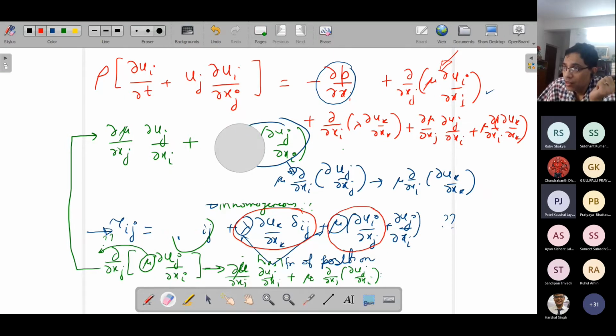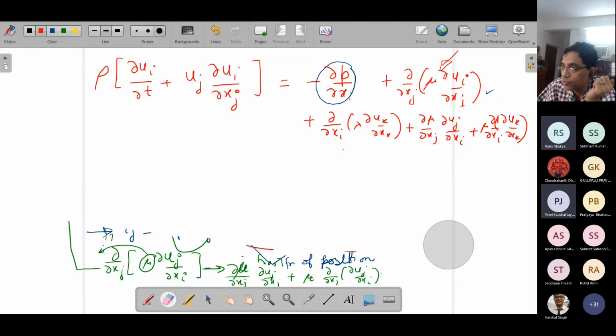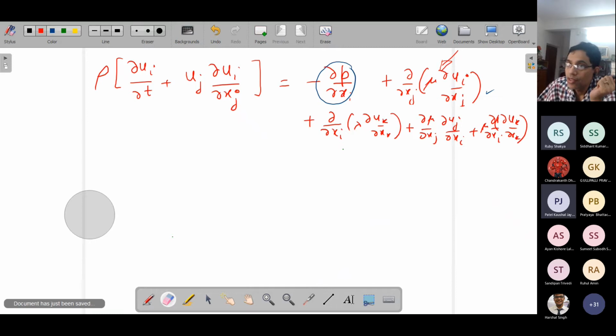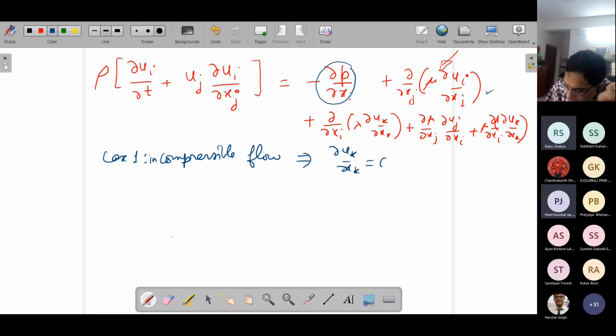So now we will consider two special cases. One is compressible flow, another is incompressible, and see whether there are differences or not. So case one, compressible flow, or let us say the special case we take first, incompressible. So incompressible flow means what? The volumetric strain, this one, is equal to 0.